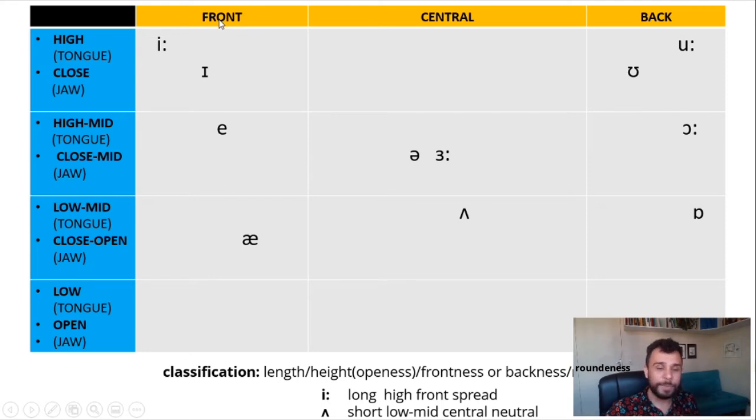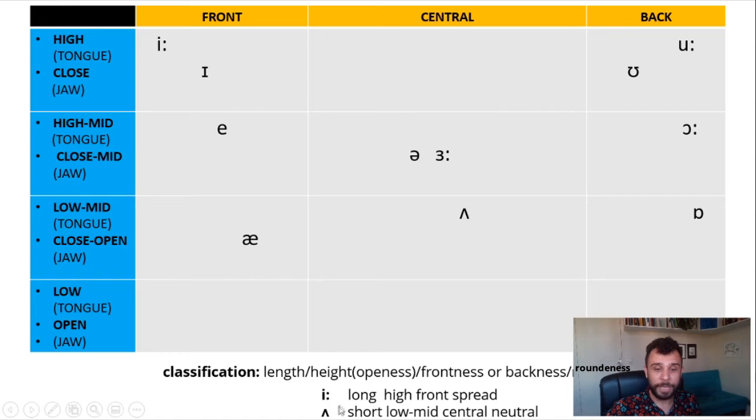Now, what is the position of your lips when you produce an E sound? They are spread. So this is how we classify it. First, we talk about the length, then the height of the tongue or the openness of the jaw, then the frontness or backness of the tongue, then the roundness, right? If the sound is round or spread or neutral.